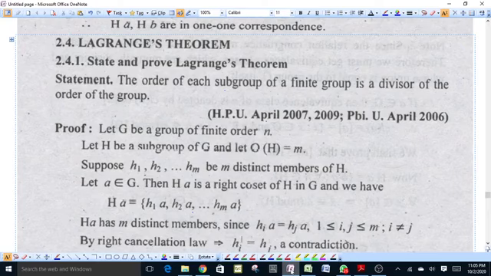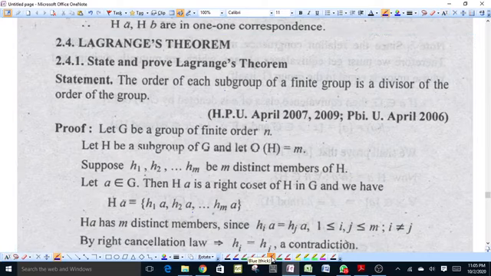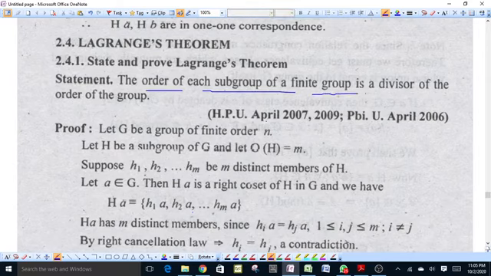Dear students, today we will study Lagrange's theorem on subgroups. The order of each subgroup of a finite group is a divisor of the order of the group. This is the statement of Lagrange's theorem.